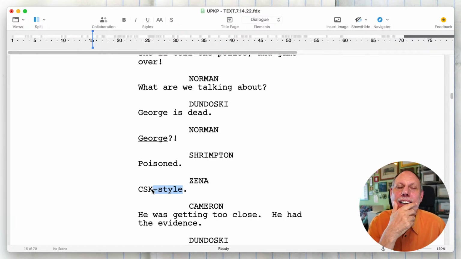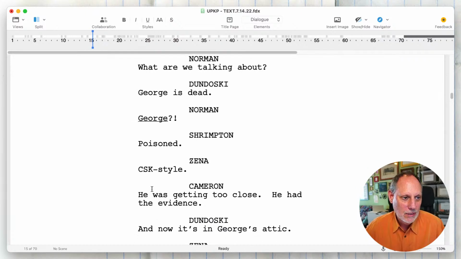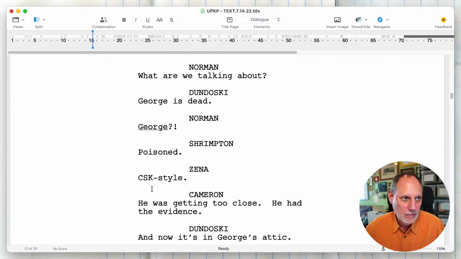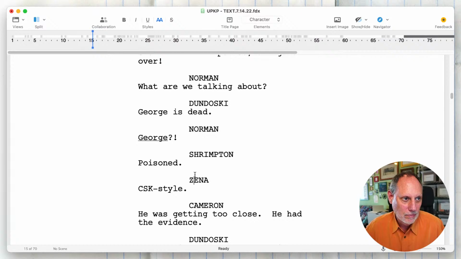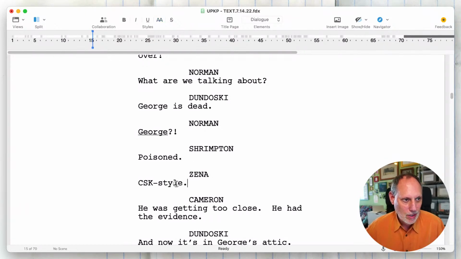See, the thing is, actually, what they should say is the actual name of the poison, because they would all know. This bothers me. This bothers me.